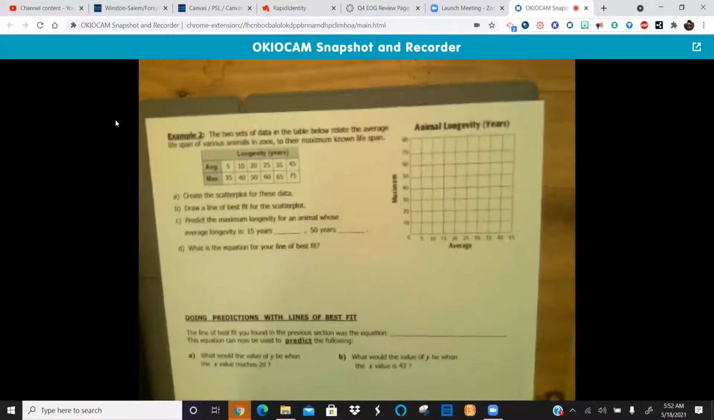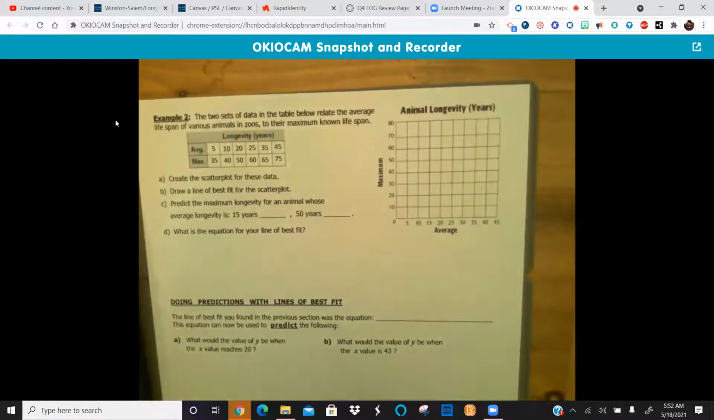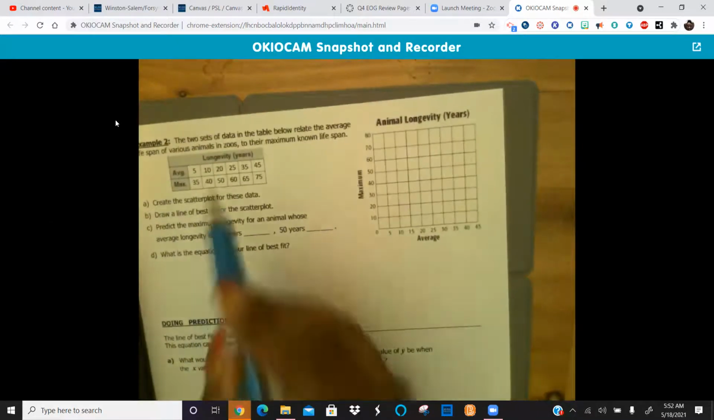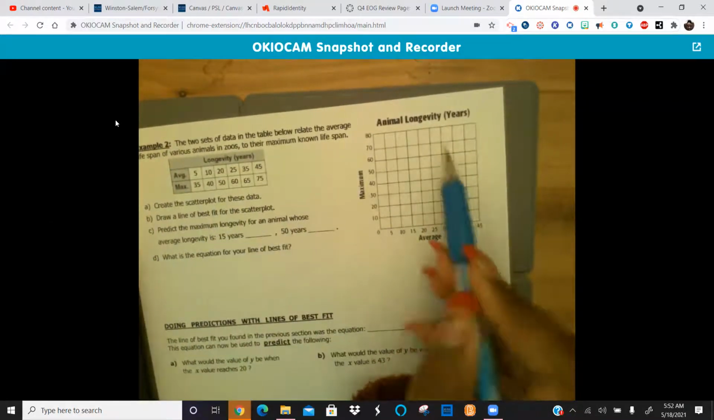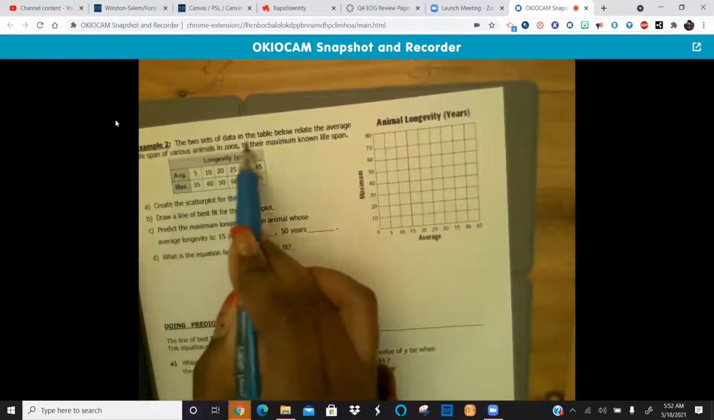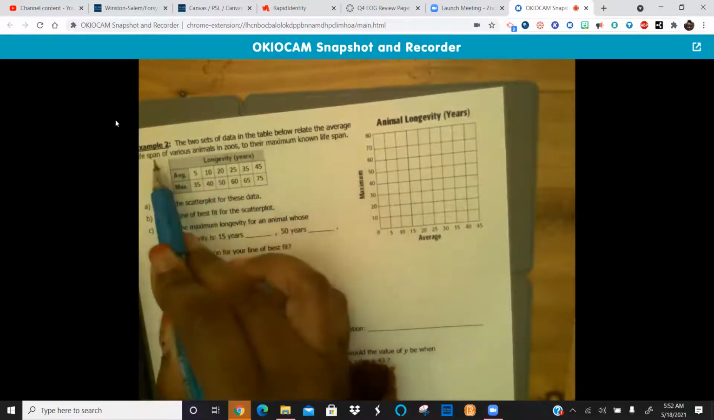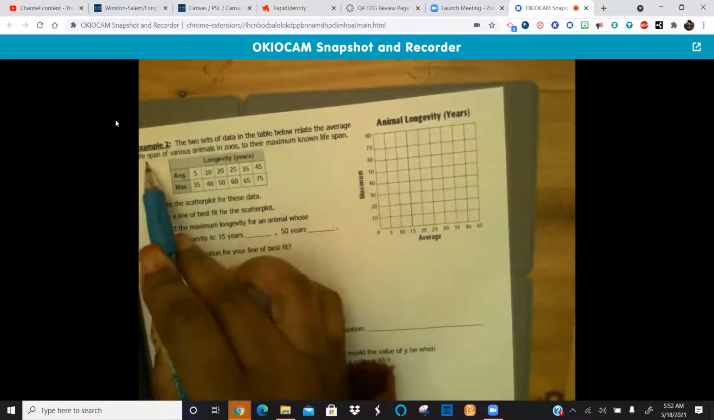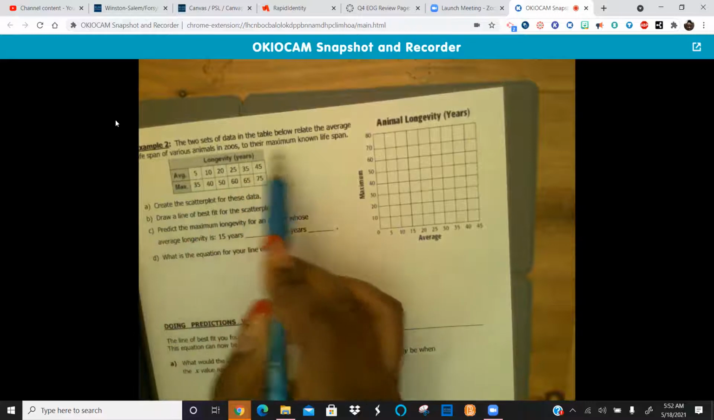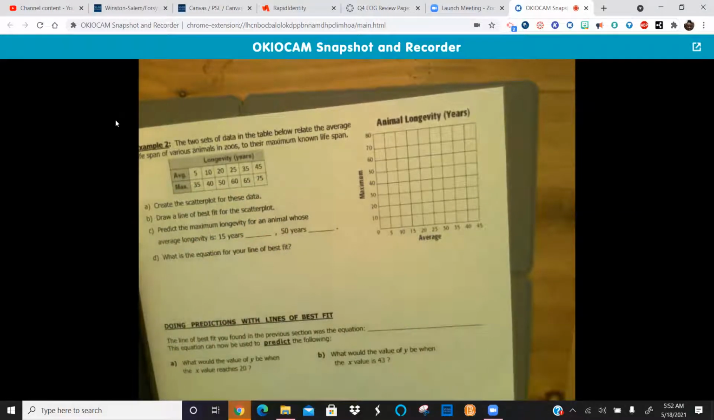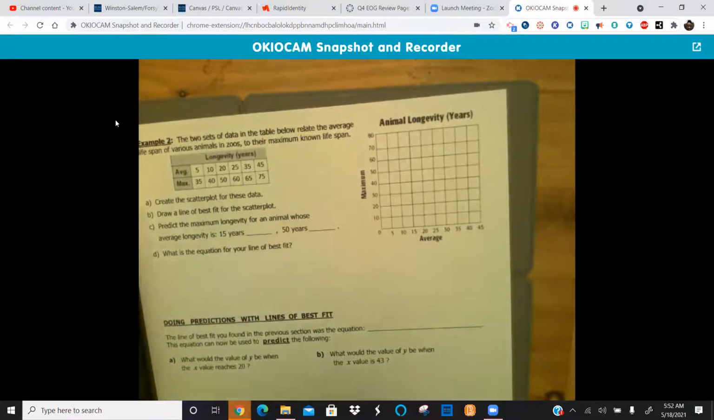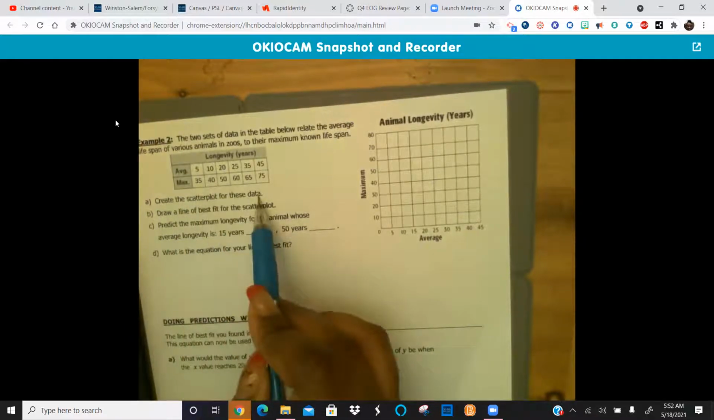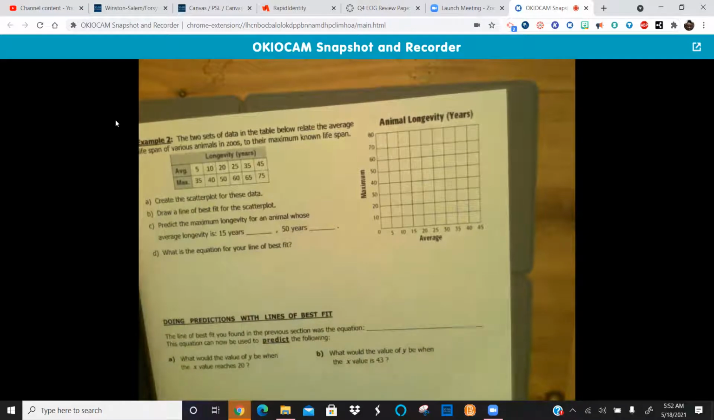So let's look at this. We're going to do the same thing again. Here, it's saying example number 2. I want you to graph the points here. Okay. It says the 2 sets of data in the table relate to the average lifespan of various animals in the zoo and their maximum lifespan. So longevity years. So this is their age and this is their maximum lifespan. Create a scatter plot. So we're going to do the same process again.